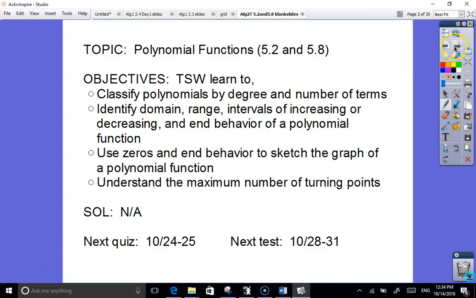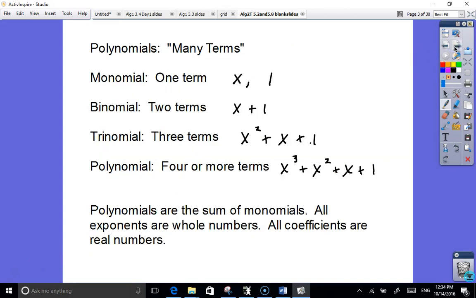So let's do this. Polynomial literally means many terms. Monomial, mono stands for one term. Binomial, 2 terms. Trinomial, 3 terms. And 4 terms and above, usually what we say is polynomial. Now, truthfully, they're all polynomials. Everything can be considered a polynomial.